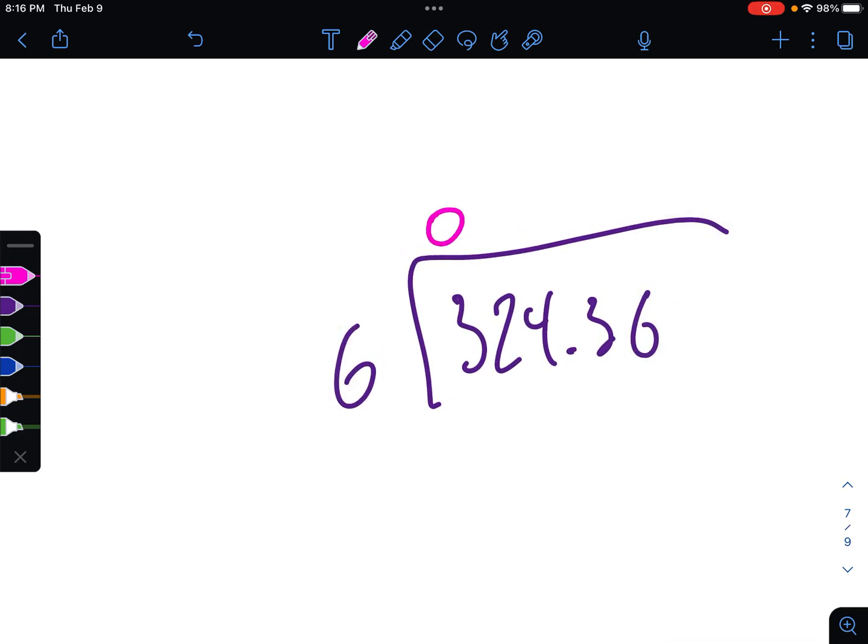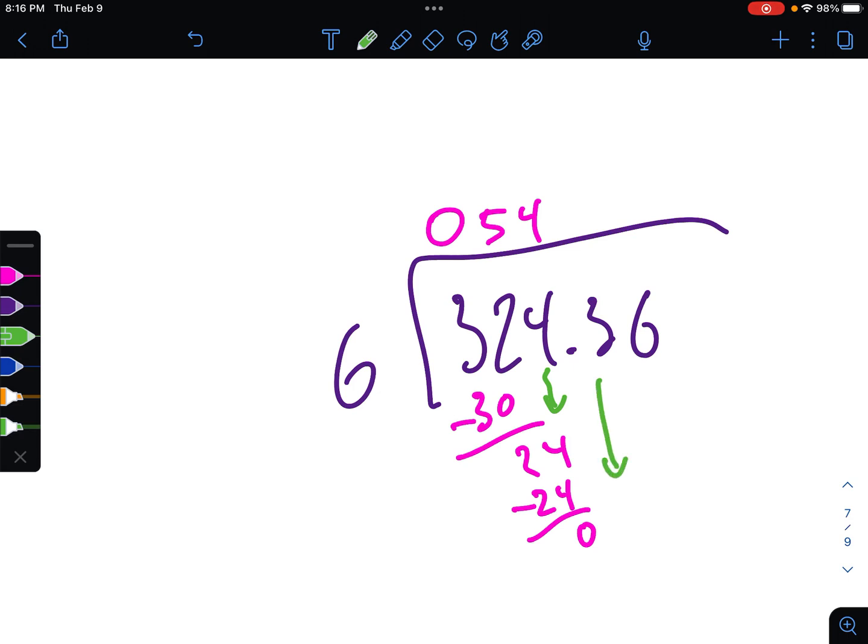Okay, 6 goes into 3 0 times. 6 goes into 32 5 times. 5 times 6 is 30, and I have 2 remainder. Drop down that 4. 6 goes into 24 4 times. Oh, 6 times 4 is 24. My remainder is 0. Now, usually when we get a remainder of 0, we would say stop, but we don't.